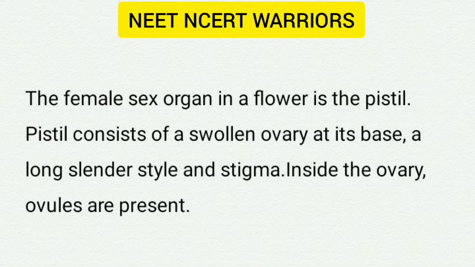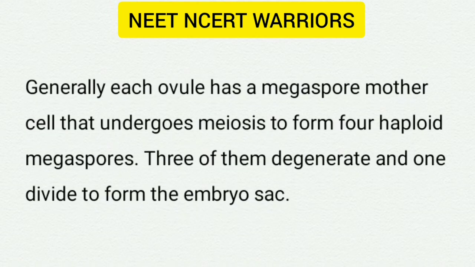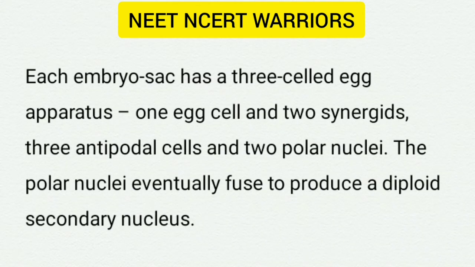Inside the ovary, ovules are present. Generally, each ovule has a megaspore mother cell that undergoes meiosis to form 4 haploid megaspores. 3 of them degenerate and 1 divides to form the embryo sac. Each embryo sac has a 3-celled egg apparatus, 1 egg cell and 2 synergids, 3 antipodal cells and 2 polar nuclei. The polar nuclei eventually fuse to produce a diploid secondary nucleus.